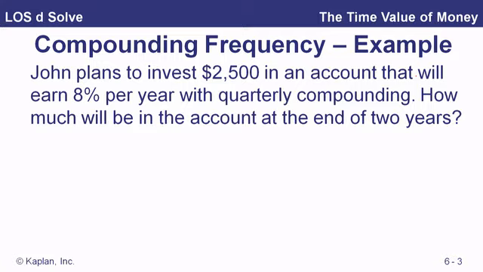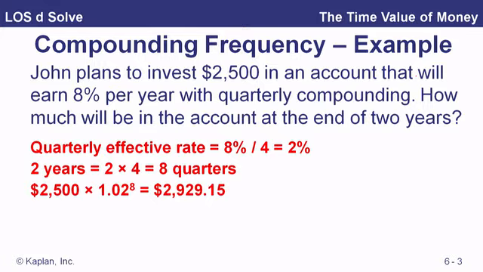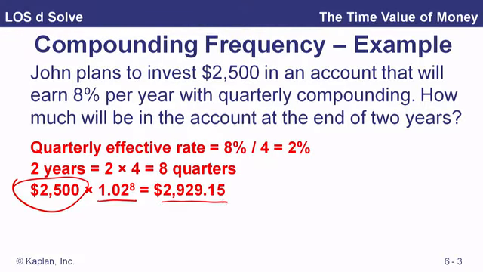Well, over 2 years, we've got 8 quarterly periods. Our quarterly effective rate is 2%. So we take 1 plus 2% to the 8th power, and that's our multiplier there. And we multiply that times the initial investment amount. So we've just grown it by 2% 8 times. And we get an ending value at the end of 2 years of 2,929.15.